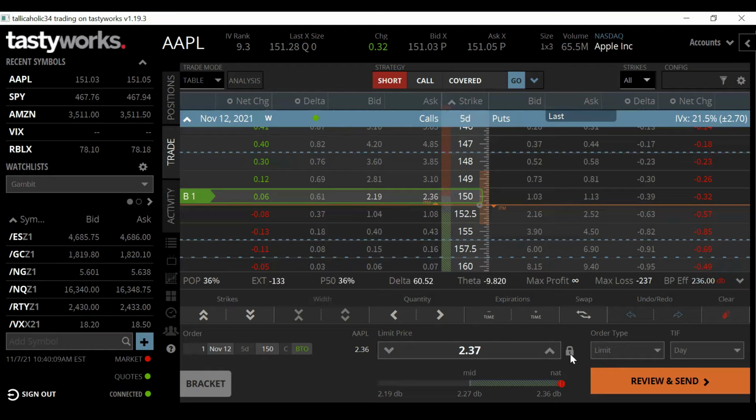This is considered a limit order. Therefore, we can move this down here, and you can see that it's a locked limit order. You can go down, and you can see that we can put this in, but it will not trigger until the mid price of this option here goes down to 231.